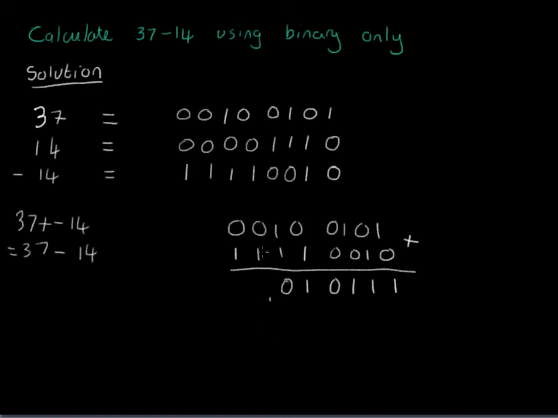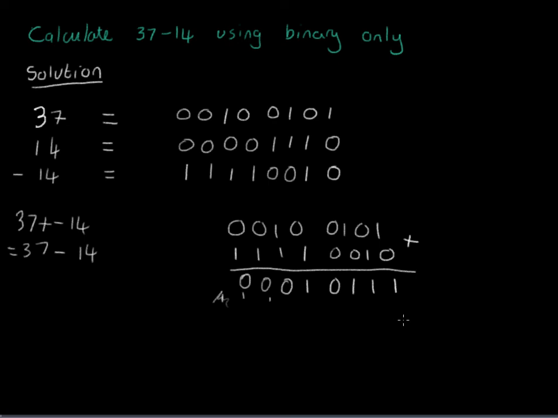A 0 and a 1 is a 1, but a 1 and a 1, because of the carry, is a 0 carry 1. And again, we've got the same thing. We've got a 0, 1 and a 1, which is going to be a 0 carry 1. Now I've got my 8 bits here, so that final carry isn't going to count. We'll lose that.